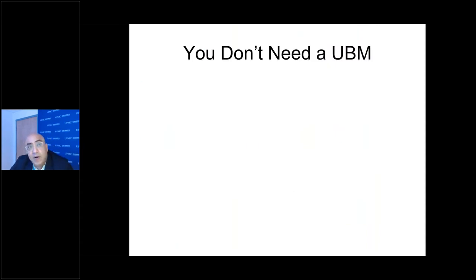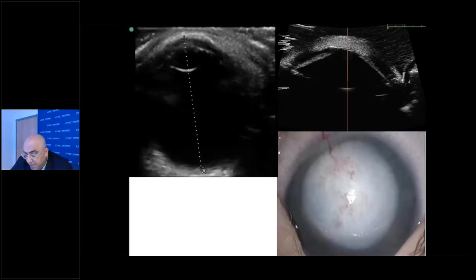Now, in many places where I talk around the world, doctors will tell me, we don't have a UBM or we don't have high frequency ultrasound. Doesn't matter. In every hospital that has anesthesia, there will be an ultrasound machine that is used to identify blood vessels when you're trying to find a vein to put a cannula in. That ultrasound is the one you're seeing here on the top left. And you'll see that it allows you enough detail to see the lens and to see that there is something going on here where the lens appears to be attached to the cornea.